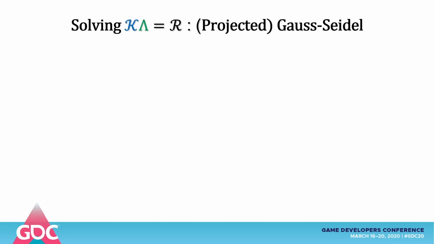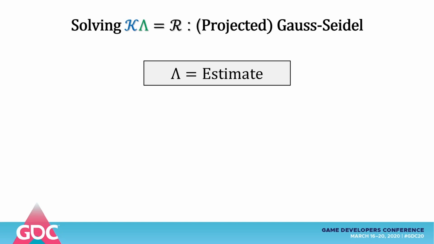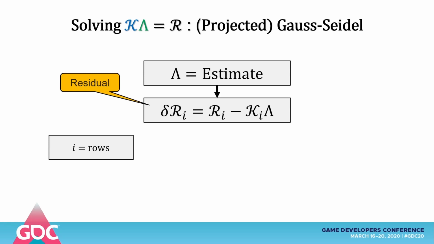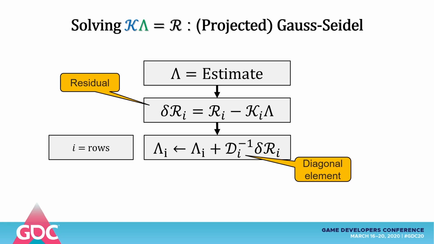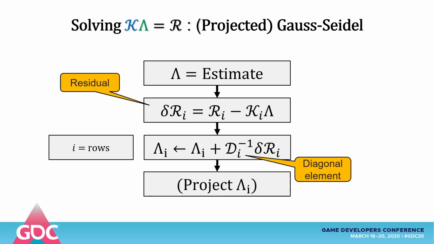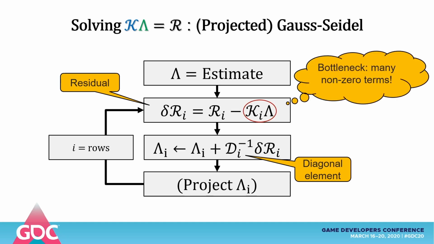Let's review the PGS in detail. It starts with an estimate of the solution, which can be the cached result of the previous frame or simply the zero vector. It now starts the iterations over the rows of the constraint matrix. First it calculates the residual, which is the measure of the error for the current row, and then corrects the solution by adding the residual divided by the diagonal element of the constraint matrix on the current row. Optionally, it then projects the newly calculated solution into the admissible domain. It repeats this process for all rows multiple times. The bottleneck of this algorithm is this dot product between the row of K and lambda.